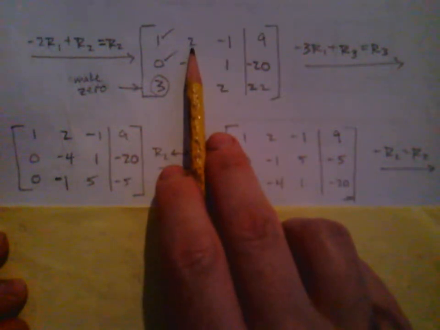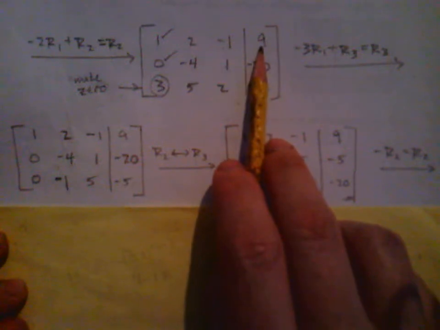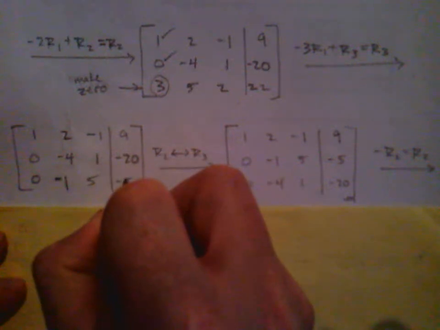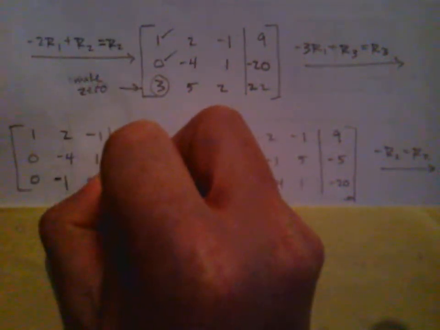-3 times 2, -6, plus 5, -1. -3 times -1 is +3. +3 plus 2 is 5. -3 times 9, -27, plus 22, -5. Again, feel free to do those calculations in a calculator. But just be careful with your clicking and that everything's accurate. Look back at it, go slow. You'll get to the answer faster if you go slow, because you'll do it right the first time.